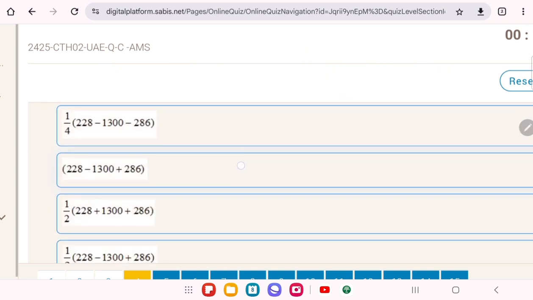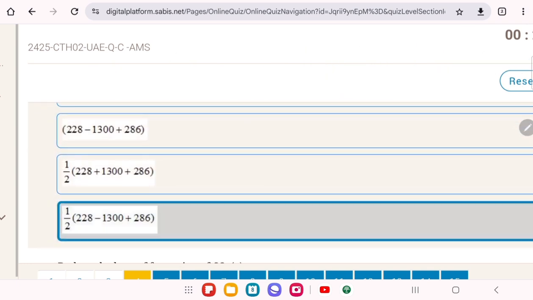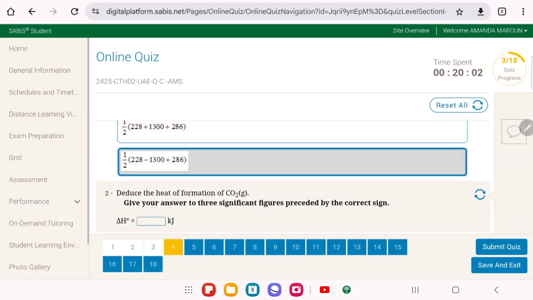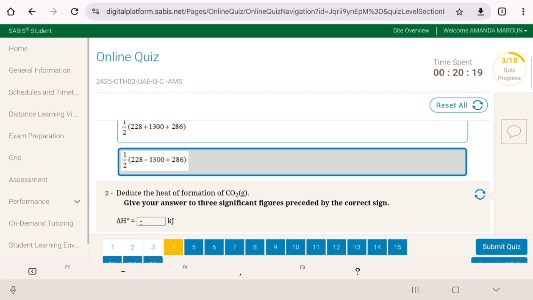and it is 1/2, here it is this one, and the heat of formation will be then, on your calculators, 1/2 times 228 minus 1300 plus 286. It will be then negative 393 kilojoules.